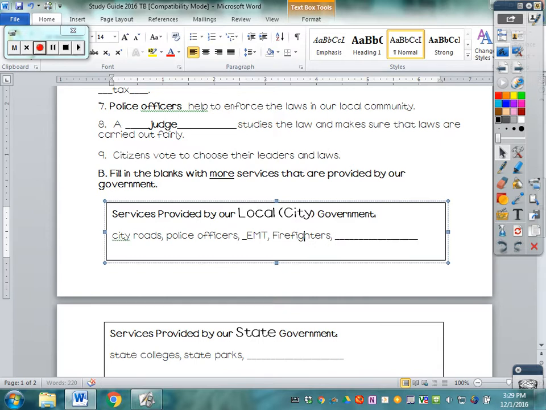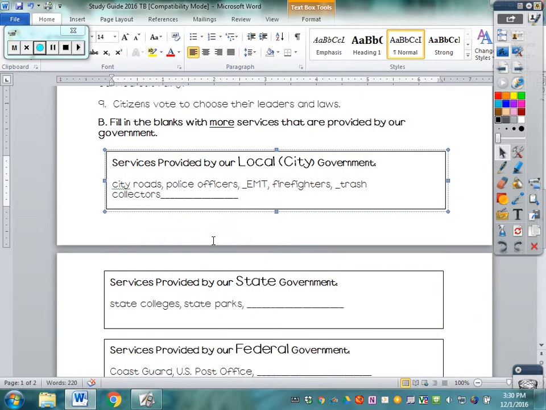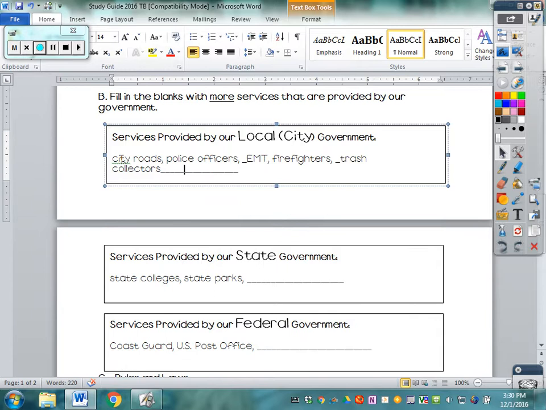And that doesn't need to be capitalized. Sorry. There we go. And also trash collectors would be another that we talked about. And there are others you might list also, other things down too, if you can think of it. These are just some that we have talked about in class.